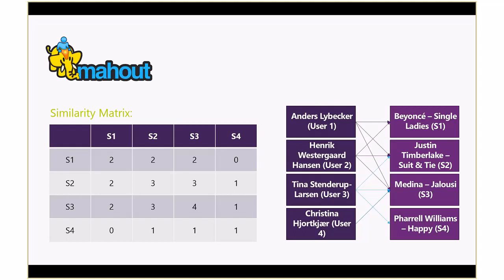If you then take a look at song 2 and song 3, you see that 3 users have listened to both of those songs, okay? So you can basically take all of these arrows and map them down this way, and then you would get a similarity matrix. So this is a trivial thing to do.